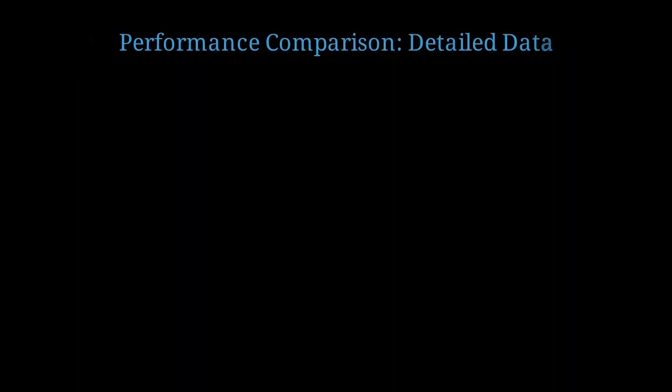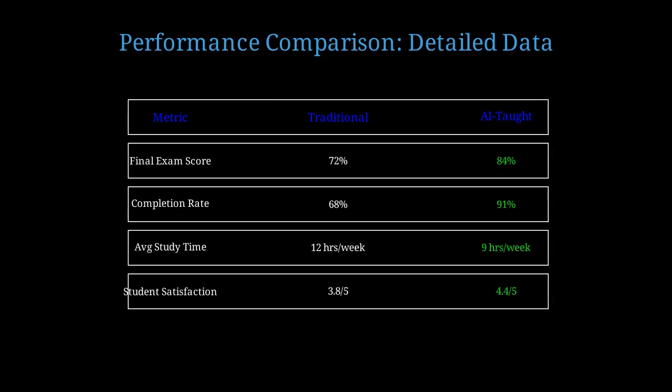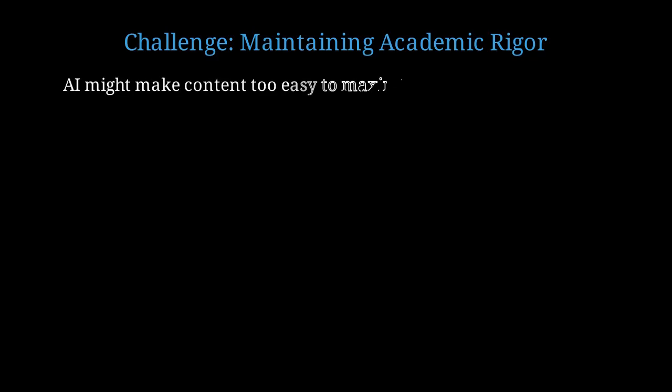Let me show you more detailed performance data from the pilot program. The data is compelling. Higher exam scores, dramatically better completion rates, reduced study time required, and higher student satisfaction. The efficiency gains are real. However, there's an important challenge: maintaining academic rigor. There's a risk that AI systems optimize for student satisfaction at the expense of difficulty. And AI optimizing for completion rates might unconsciously make content easier than it should be. This is a serious concern that requires careful monitoring.